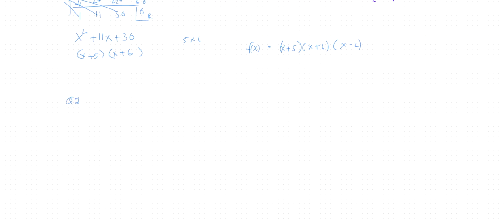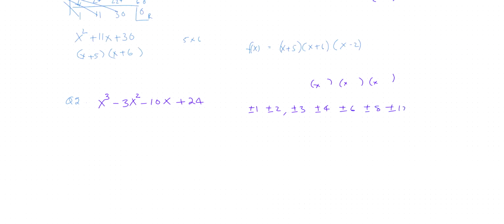x cubed plus minus 3x square minus 10x plus 24. x cubed means we should get 3 factors, x times x times x. So first we find the factors of 24. So plus minus 1, plus minus 2, we can divide also by 3 and 4, then 6, and then 8, and so on, 12 and 24.